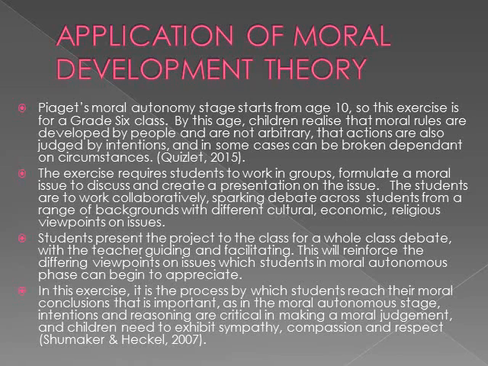Piaget's moral autonomous stage starts from age 10, so this exercise is for a Grade 6 class. By this age, children realise that moral rules are developed by people and are not arbitrary, that actions are judged by intentions, and that in some cases rules can be broken depending on circumstances.